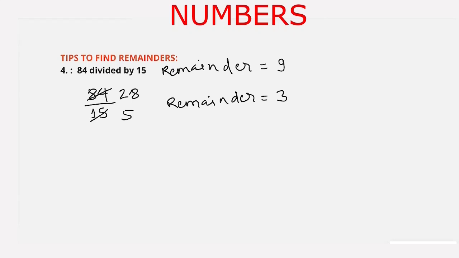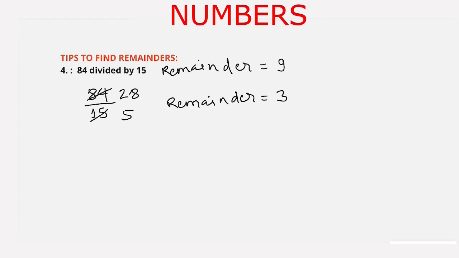We cannot do it like this, because our question is to find the remainder when 84 is divided by 15, not 28 by 5. So we have to take care that we cannot cancel like this. And if we have cancelled it like this, then we have to multiply the remainder by 3 again to get 9. So when we cancel numerator and denominator, then by the same number we have to multiply the remainder to get the original remainder.